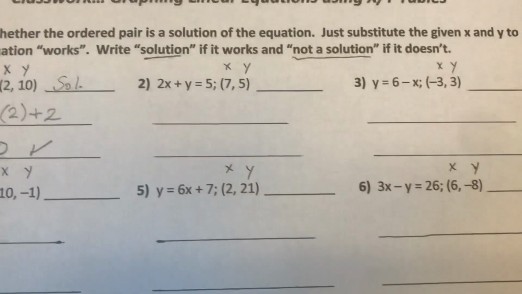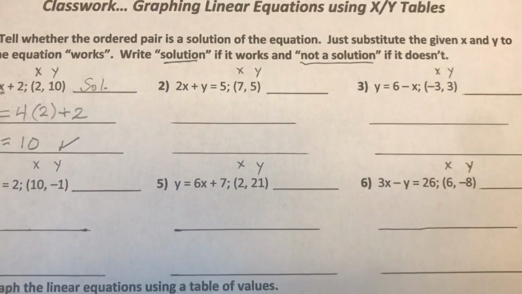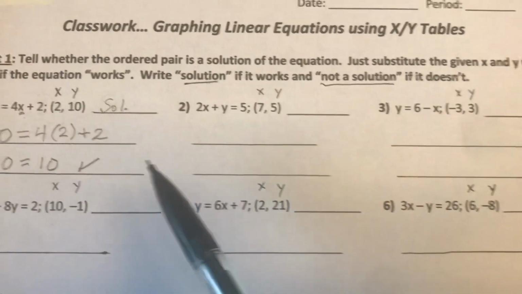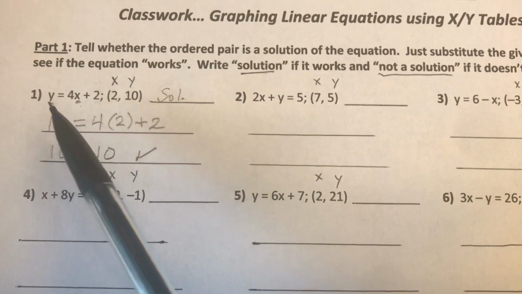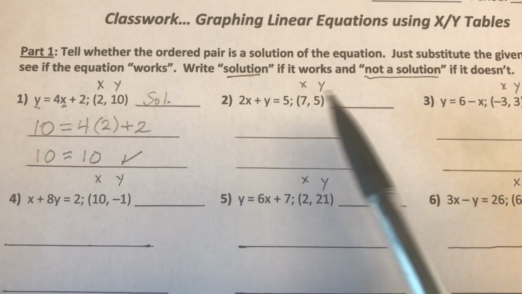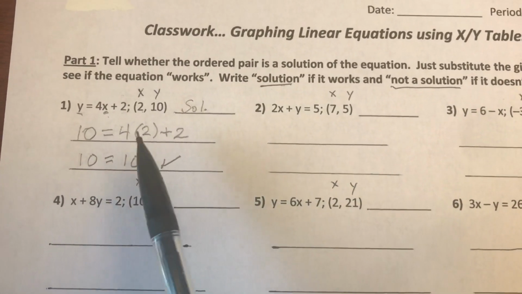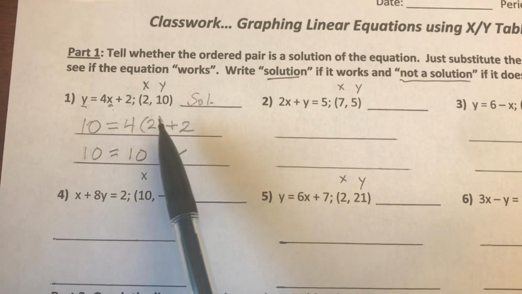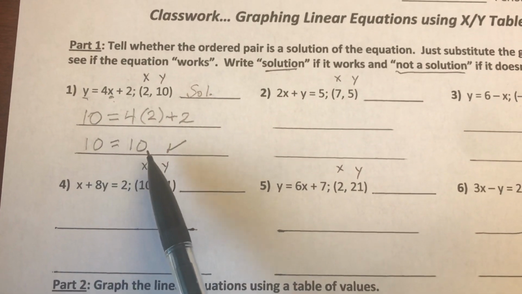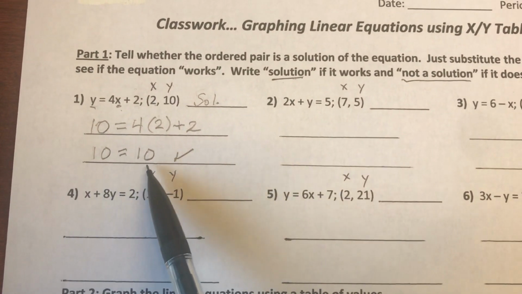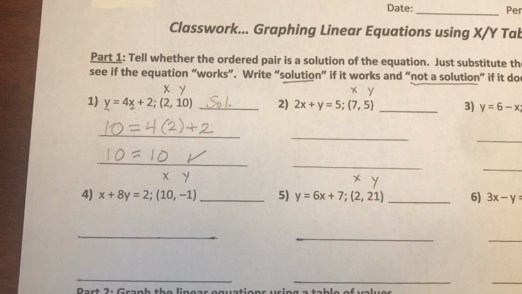So that's what you do for 2 through 6. Just be careful because like y is by itself on the left, and now y is over here. So they're moving x and y around. So just be careful. Show your substitution on this line. Show your final result on that line. Put your answer on that line.